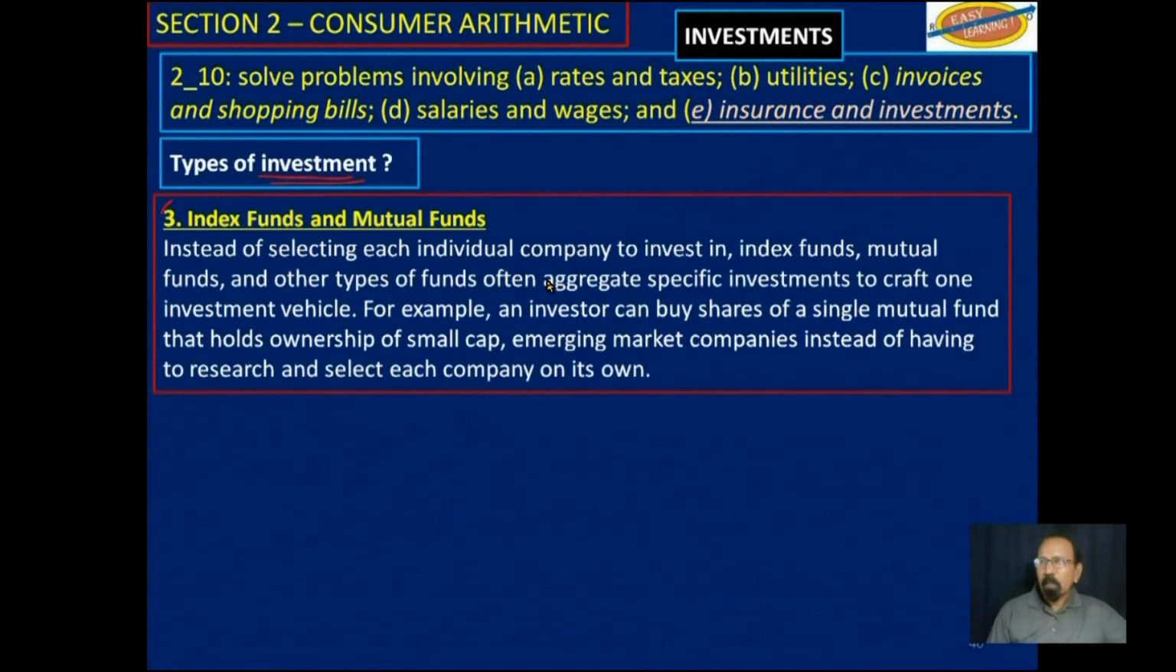A third type of investment is index funds and mutual funds. Instead of selecting each individual company to invest in, index funds, mutual funds, and other types of funds often aggregate specific investments to craft one investment vehicle. For example, an investor can buy shares of a single mutual fund that holds ownership in small cap emerging market companies instead of having to research and select each company on its own. So you have to go through an organization that handles index funds or mutual funds. So that's the third type.